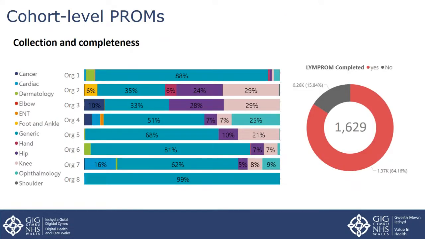This slide shows some visualizations created in Power BI. The visual on the left illustrates PROM data collected on the national platform and shows the uneven implementation across the health boards, with some collecting across all conditions and some only in specific specialties. The generic PROM dominates, as you can see, within each health board. Orthopedic PROMs are the next common, with hips and knees featuring heavily.